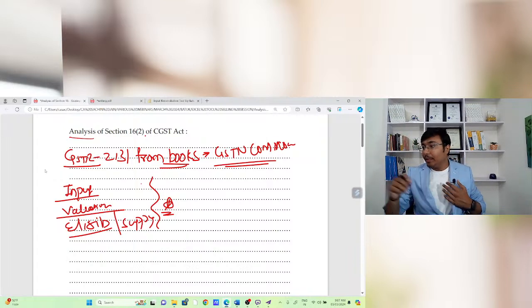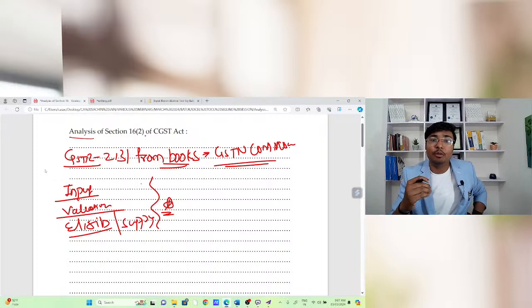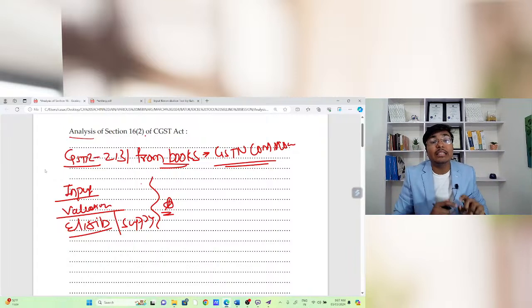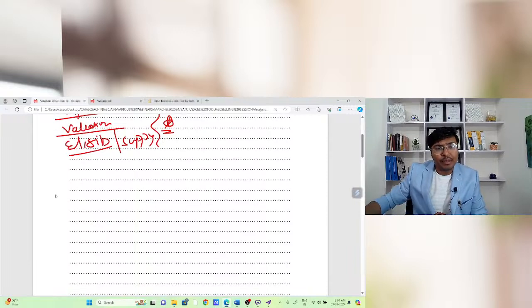I am right? Okay, if you found any issue, or if you feel that something is not as it should be, in that case you may comment in the chat box. But our main focus while doing that audit is on input, valuation, and the eligibility and supply. Those are the things on which we are going to put more emphasis.